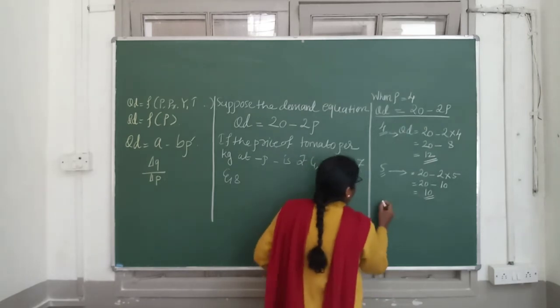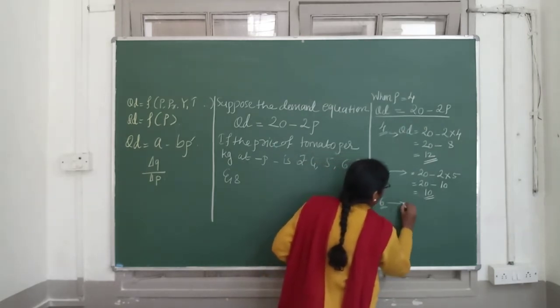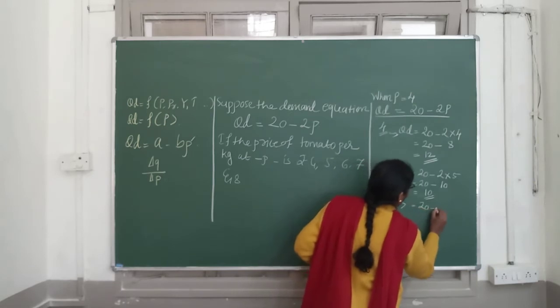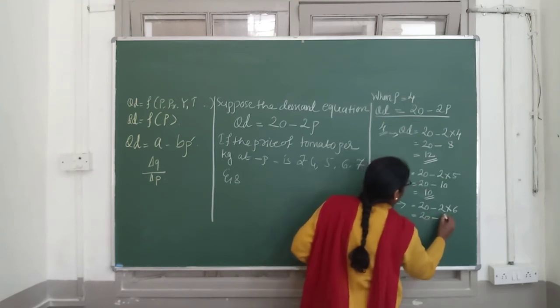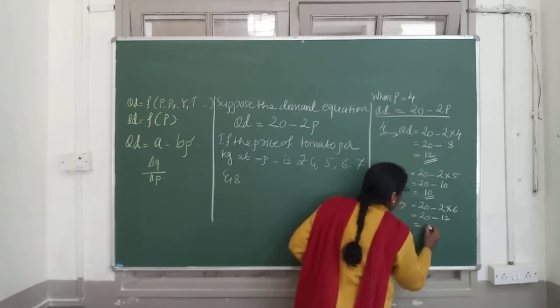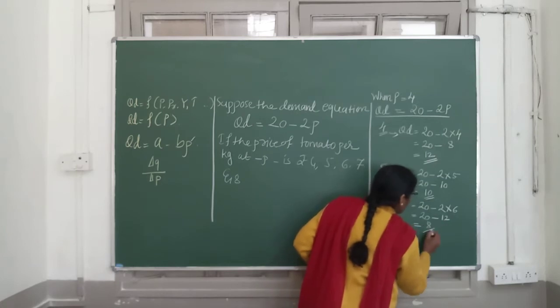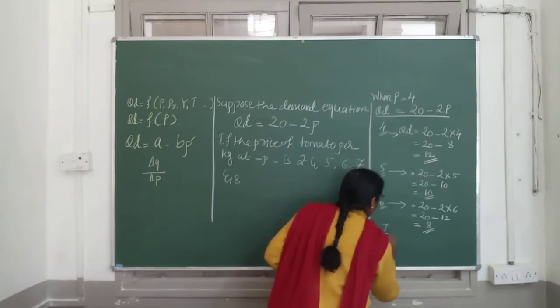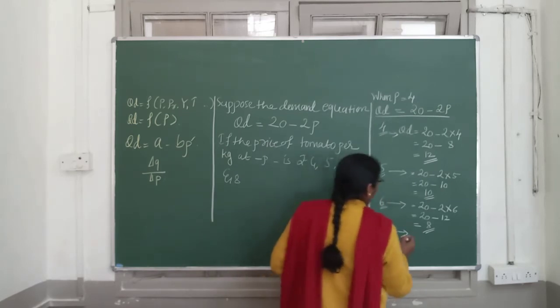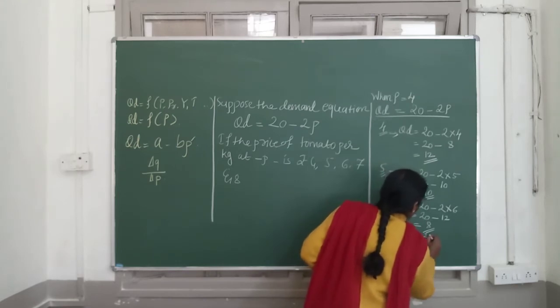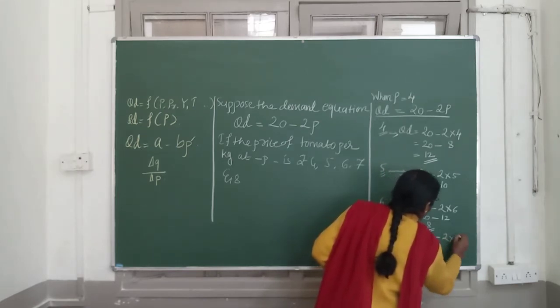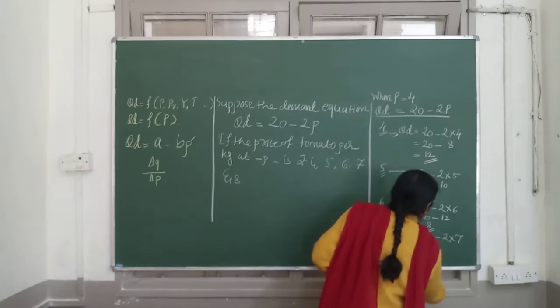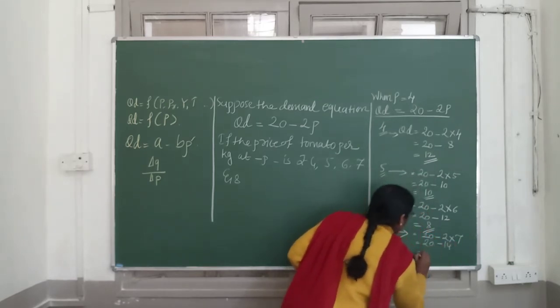When price is 6, quantity demanded is 20 minus 2 into 6, so 20 minus 12, which is equal to 8. Am I right? Okay. When price is 7, what will be the level of demand? It is 20 minus 2 into 7, which is 20 minus 14, that is equal to 6.